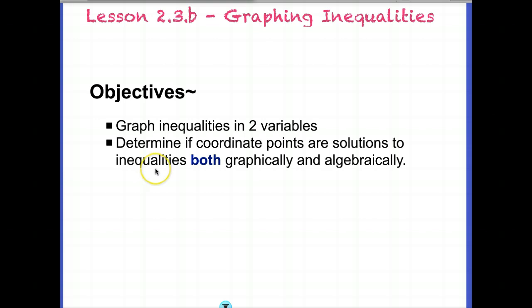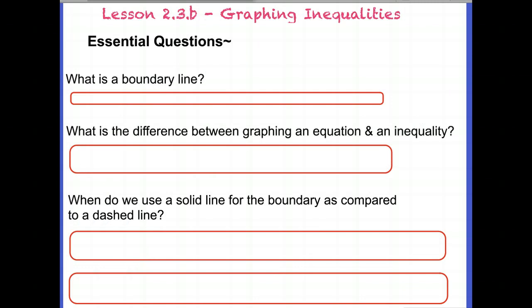We will also determine if coordinate points are solutions to inequalities, and we will look at that both graphically and algebraically. Let's look at some important vocabulary. So here are some essential questions in order to be successful with inequalities. I would highly suggest that you write these down in your notes.